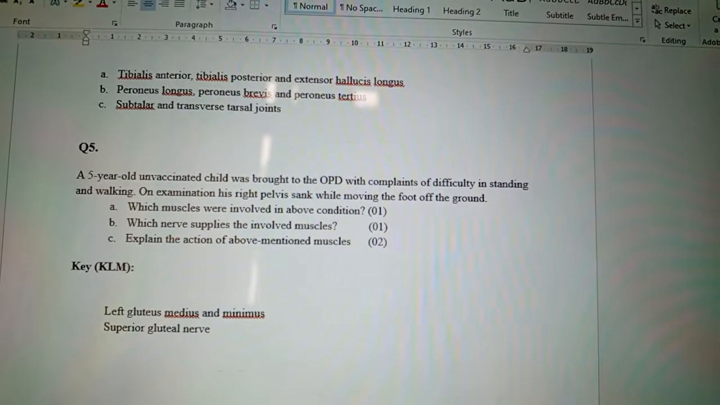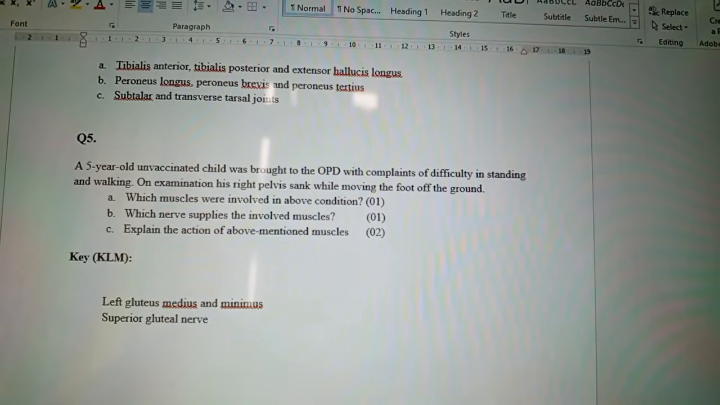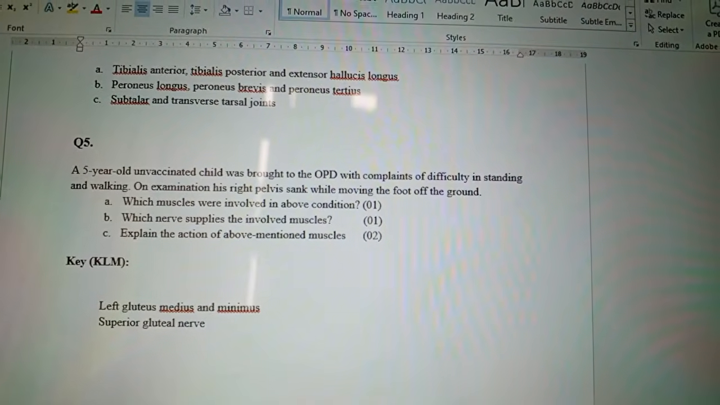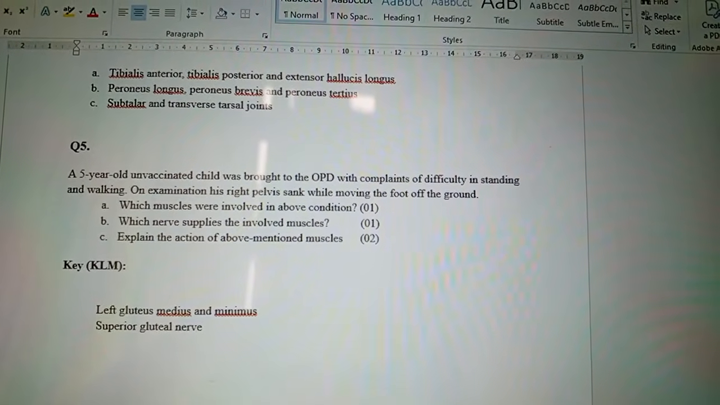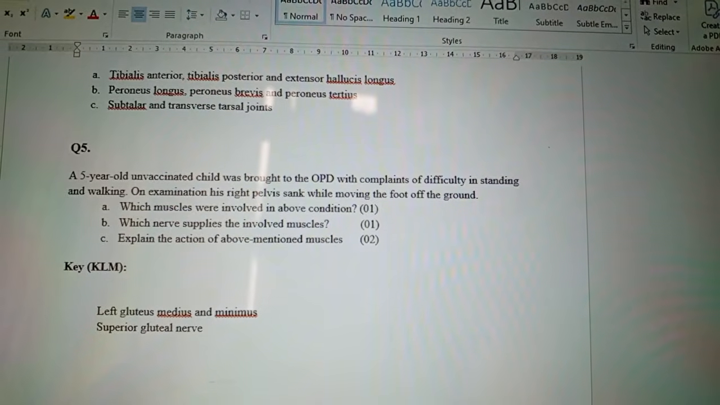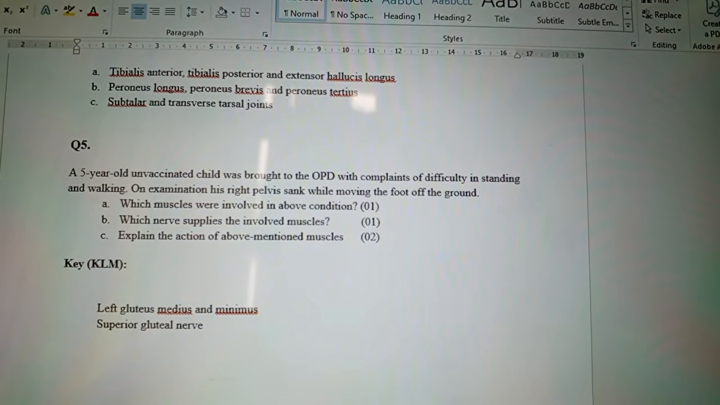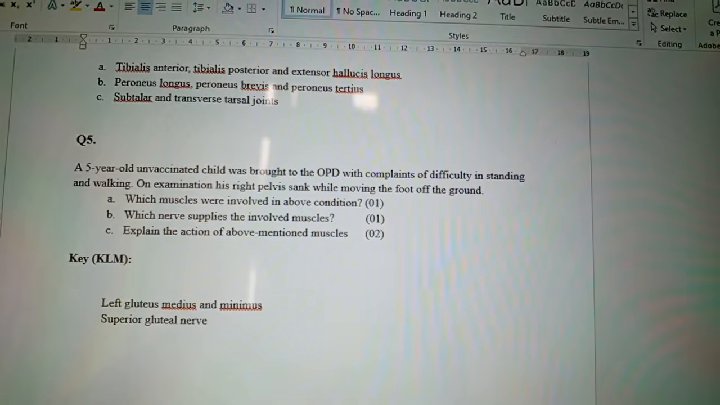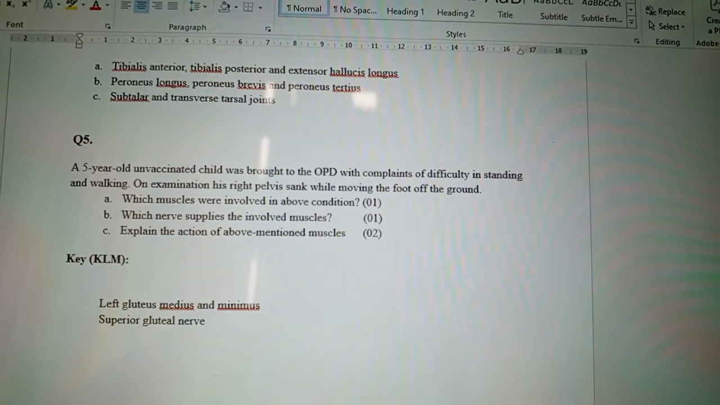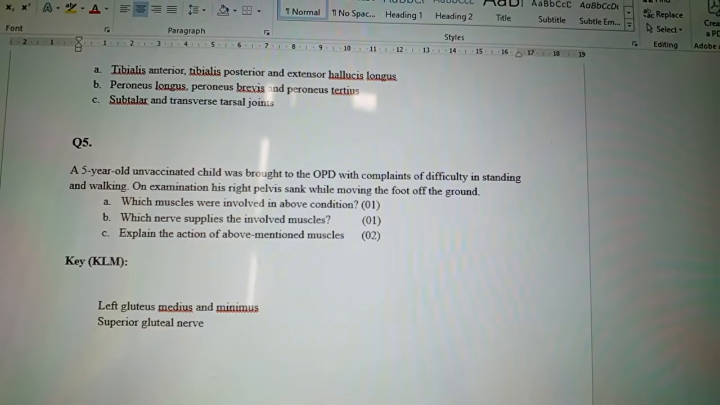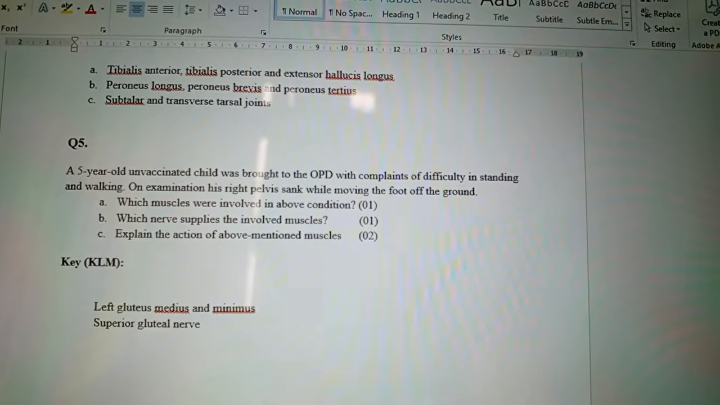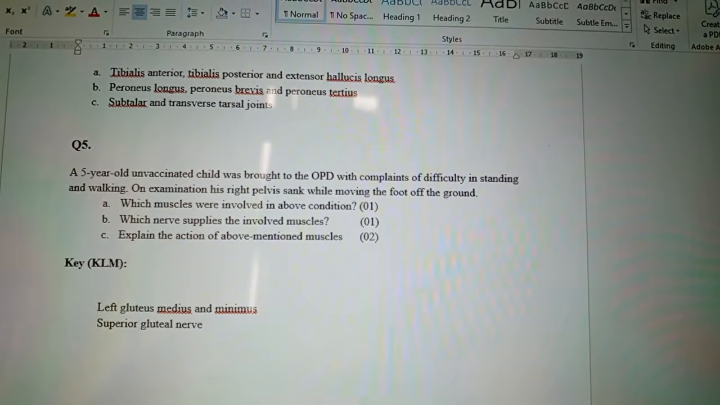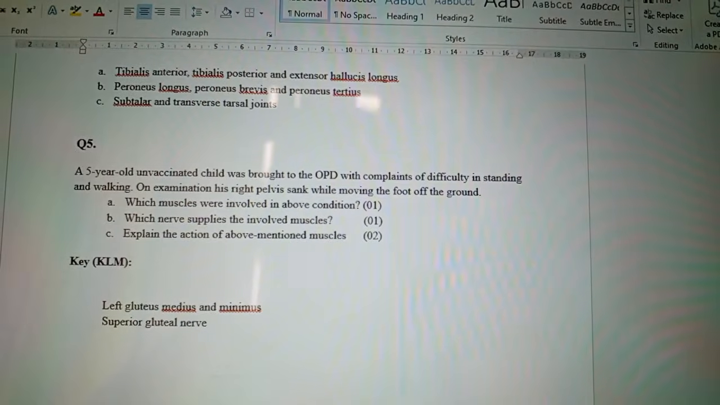Question number 5 is, a 5-year-old unvaccinated child was brought to the OPD with complaint of difficulty in standing and walking. On examination, his right pelvis sank while moving the foot off the ground. Which muscle was involved in the above condition? Which nerve supplies the involved muscle? Explain the action of the above mentioned muscle, which scenario has also been given in the upper part.